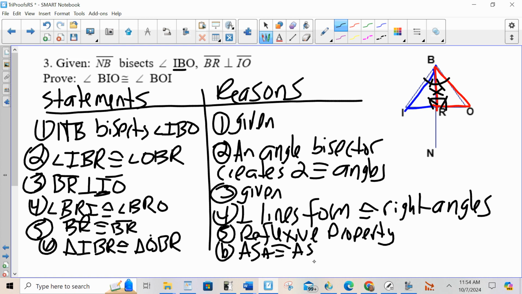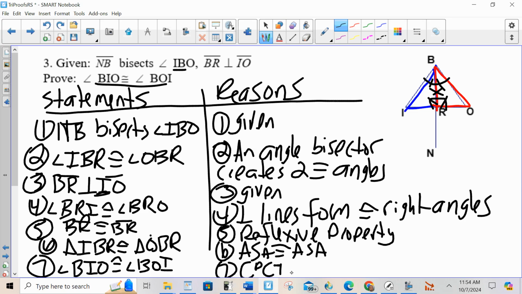Two angles and the side between them. Remember, we can just block out one of the triangles. So I'm looking just at the red triangle and I see two angles and I see the side in between. Got angle, side, angle. And now that the triangles are congruent, I can state any of the corresponding parts, including angle BIO is congruent to angle BOI. And the reason: corresponding parts of congruent triangles are congruent, CPCTC.